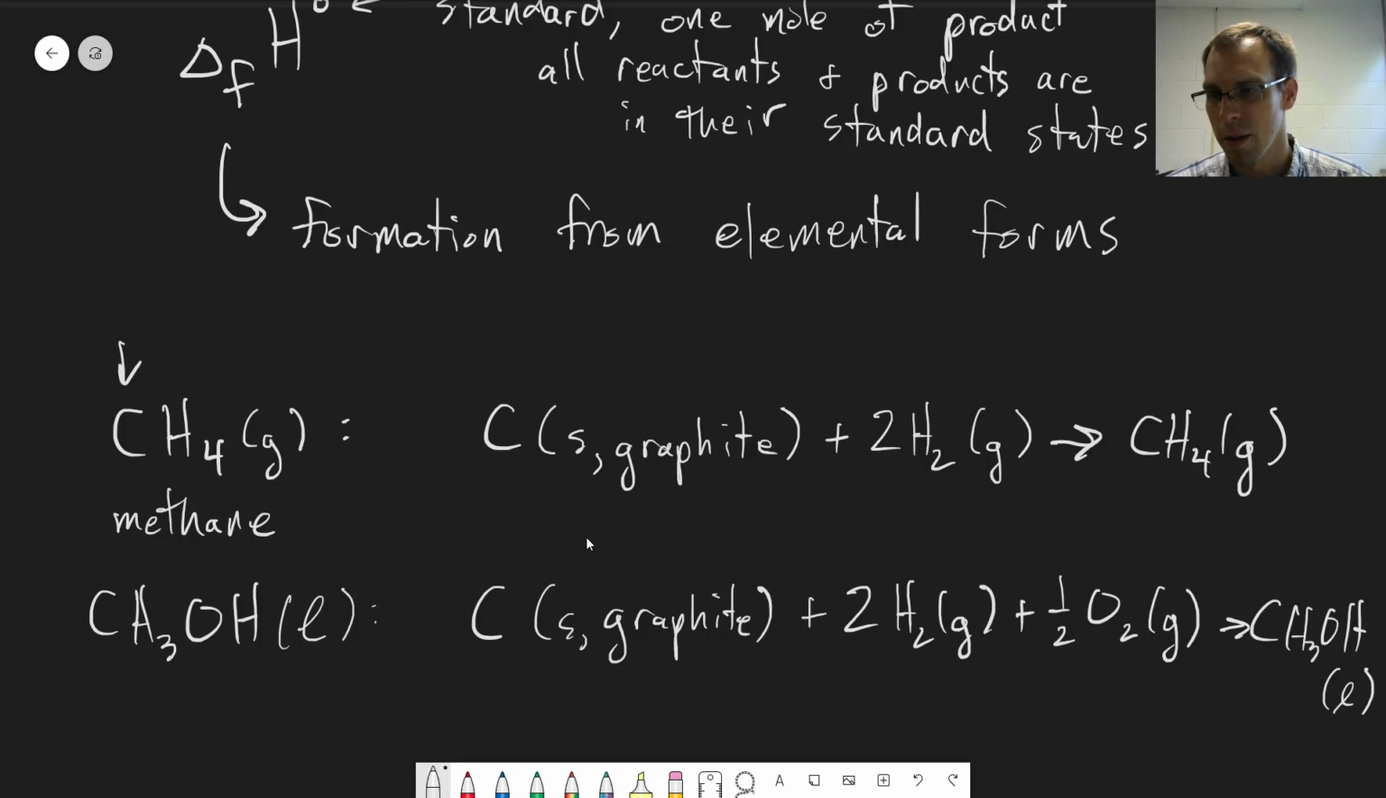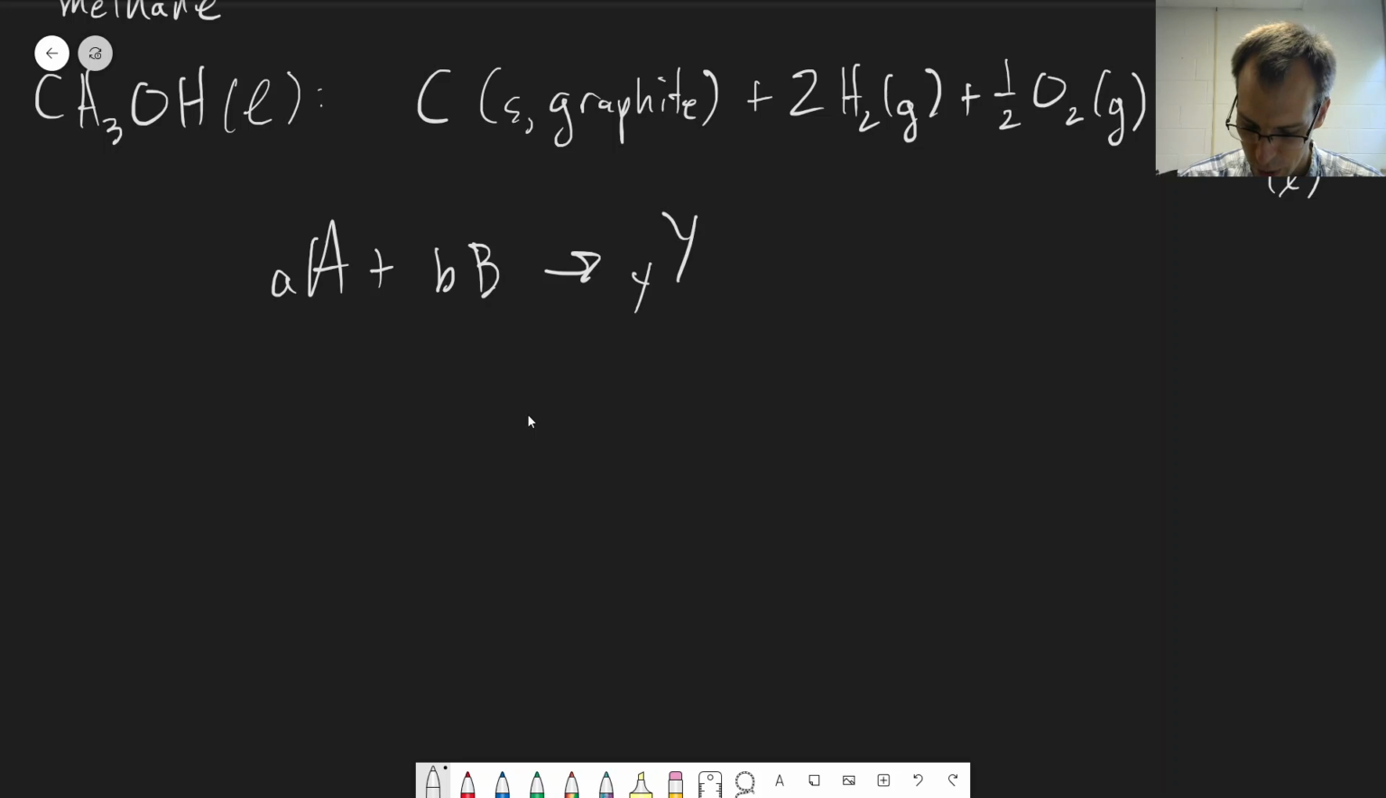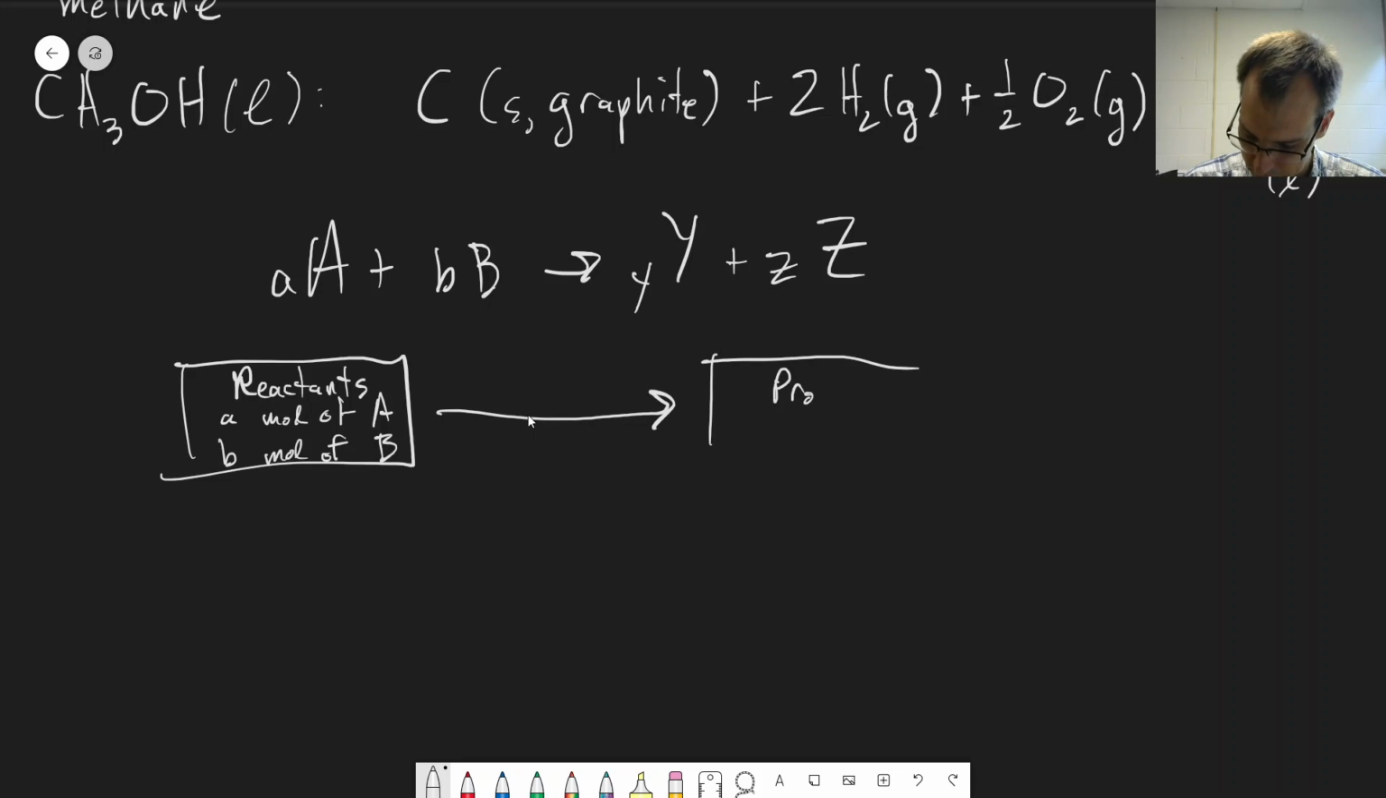One reason why we bother going to all the trouble of tabulating these is that we can find the delta H value for any reaction if we know the enthalpies of formation of the reactants and products. So let's imagine a generic reaction where we have a moles of A plus b moles of B going to y moles of Y plus z moles of Z. We have our reactants, and we're interested in the process where these go to the products.